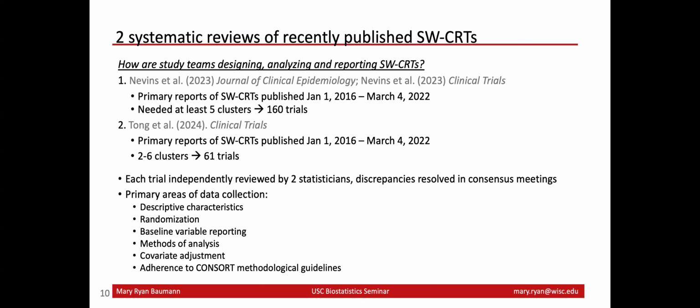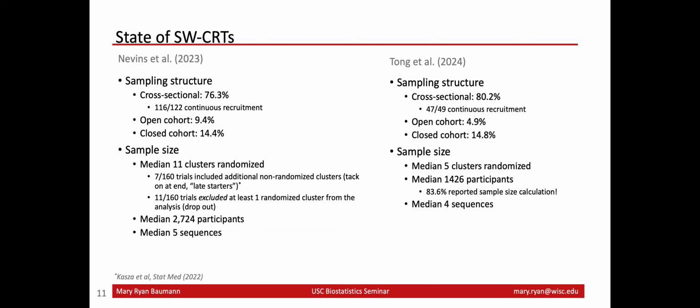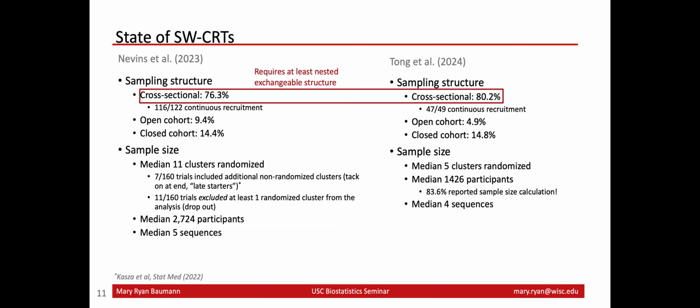And so I'm going to present the results of these reviews in parallel, since they cover a lot of the same ground. To start off, we can look at the types of sampling structures that were used in these stepped-wedge trials. In both the regular sized stepped-wedge space and the extremely small stepped-wedge space, we found that by and far, trials were using a cross-sectional sampling structure for their individuals. So you were refreshing the population pool at each cluster period observation. And in these sorts of settings, it's going to require at least a nested exchangeable structure in the design and analysis of these trials.